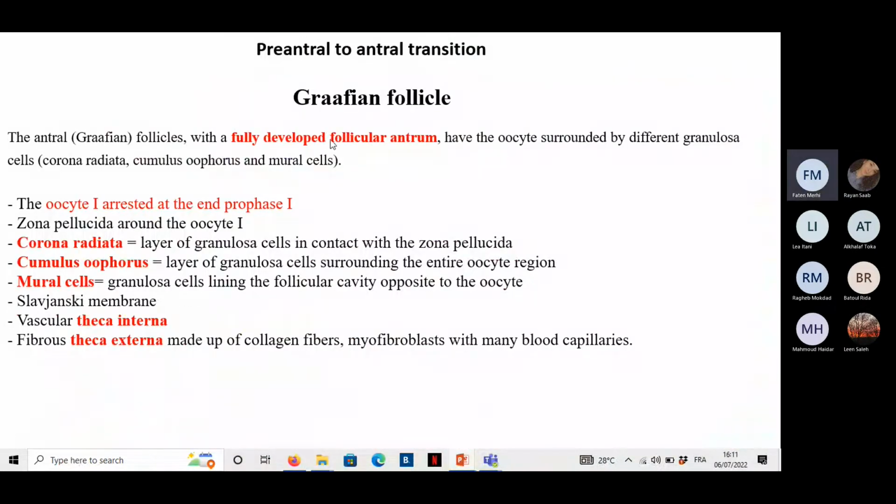Now, from the tertiary to the Graafian follicle, we'll talk about the transition from a tertiary to a Graafian follicle. The antral or the late antral follicle will have a fully developed follicular antrum. They will have an oocyte surrounded by different granulosa cells: the corona radiata, the cumulus oophorus, and the mural cells.